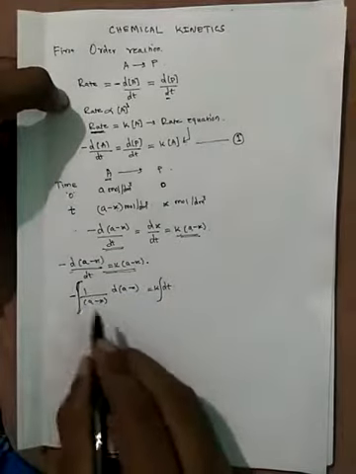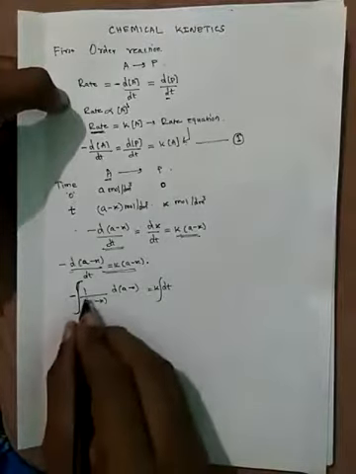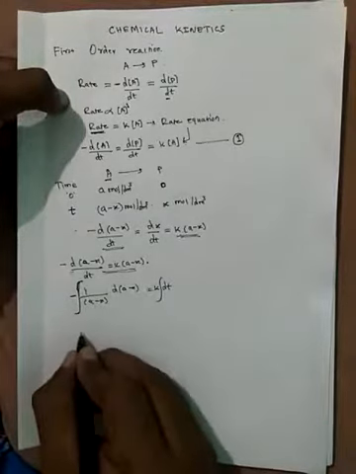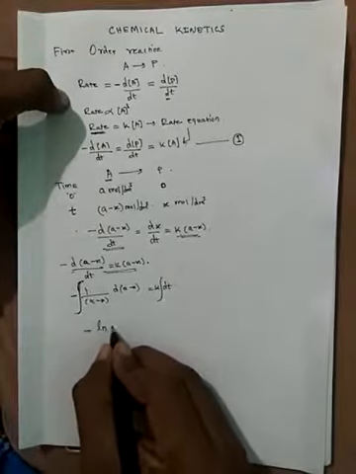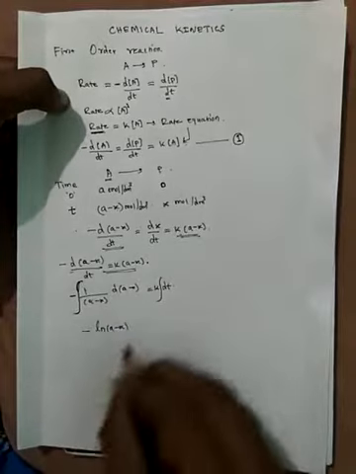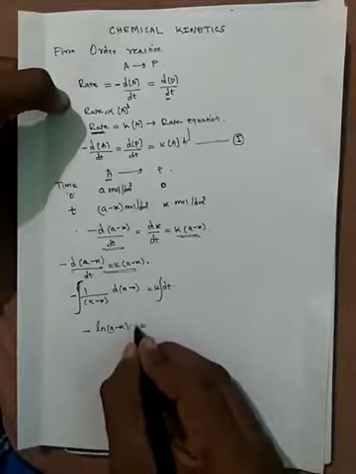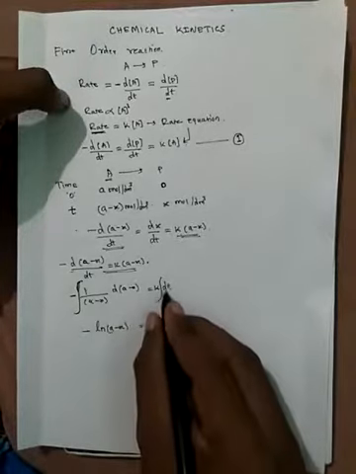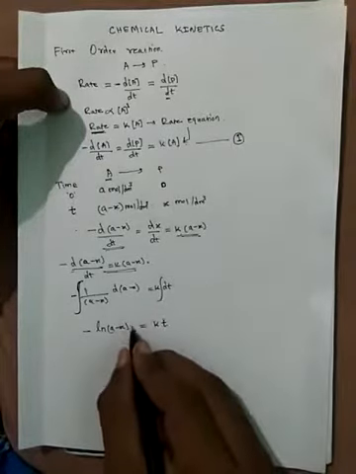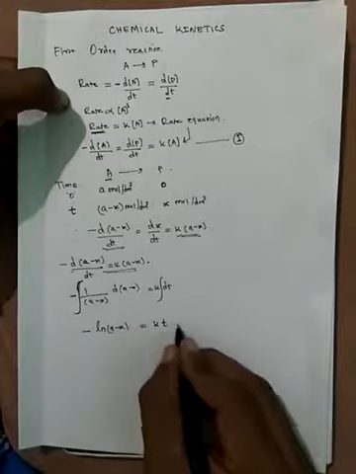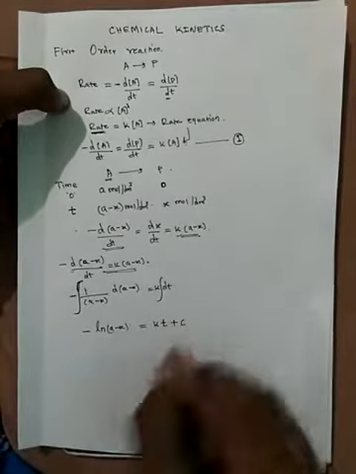This is in the form of 1 by x dx. So 1 by x dx, if you integrate, is the natural logarithm of (A minus X) equal to, and you'll have an integration constant. Also dt, if you integrate, becomes t plus a constant. Here you'll have a constant plus a constant, so therefore I'll write one constant here.